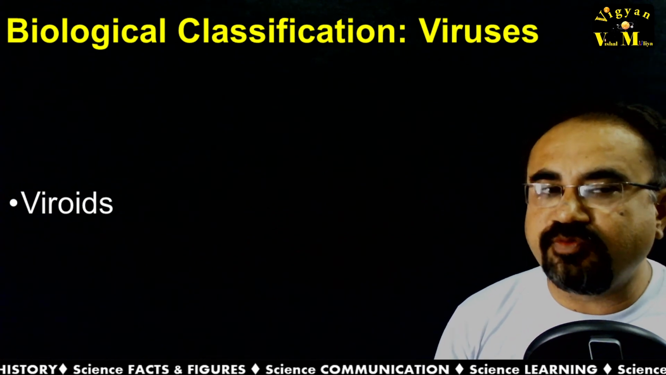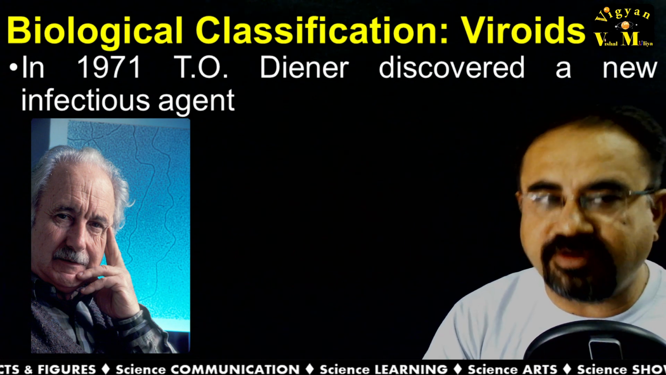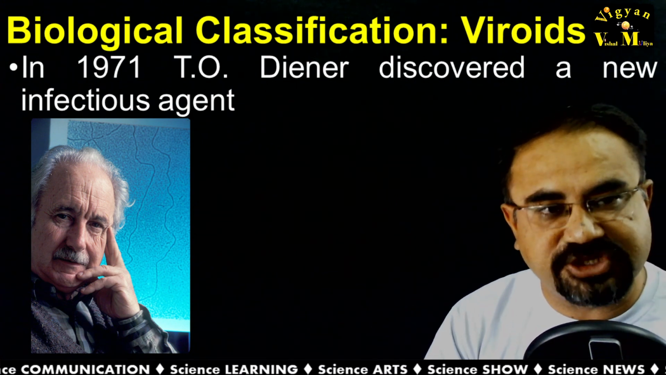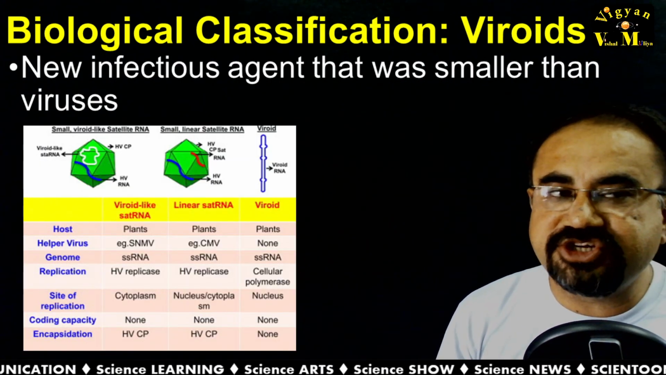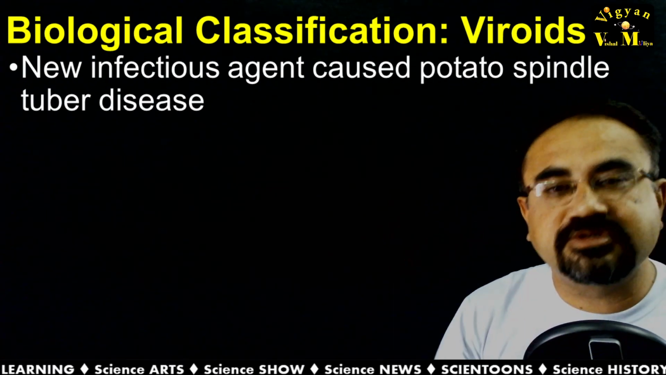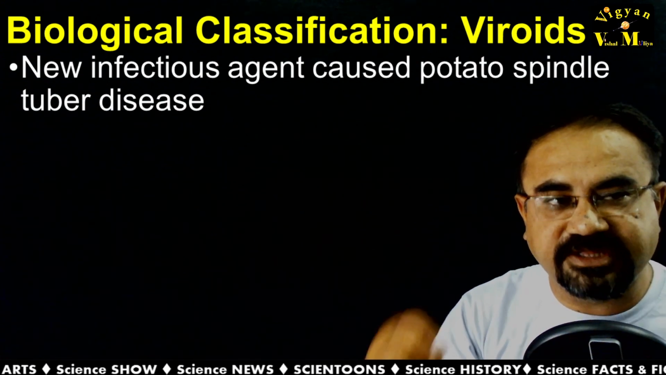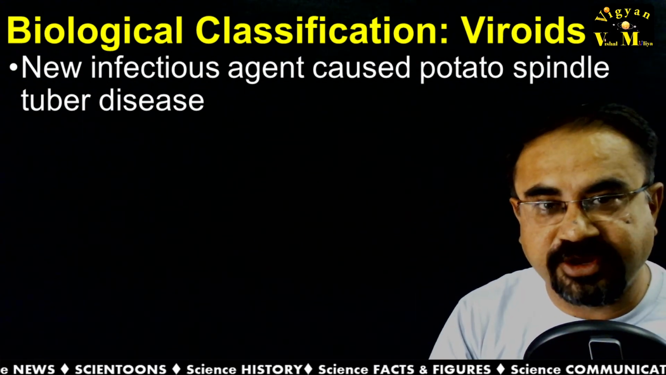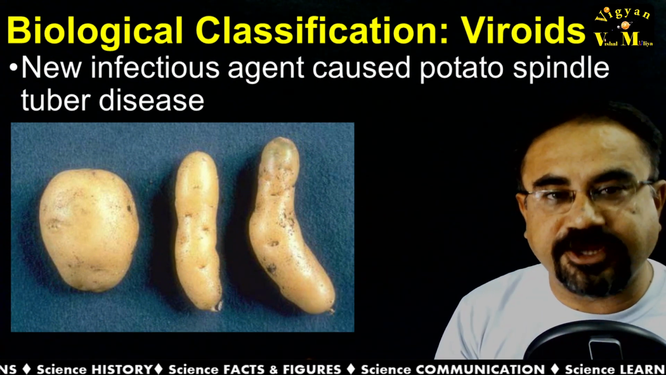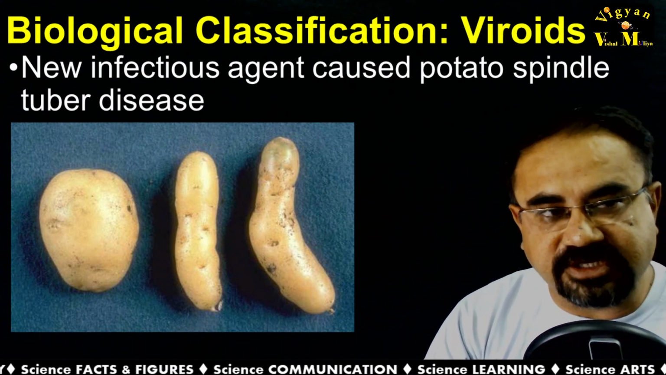Now if we move to viroids, these viroids were discovered by T.O. Diener in 1971 as a new infectious agent. This new infectious agent is much smaller than the virus, and it was found causing disease in the potato, that is potato spindle tuber. Here we can see the comparison of a healthy potato with the spindle-shaped potato tuber. So that is caused by viroids.